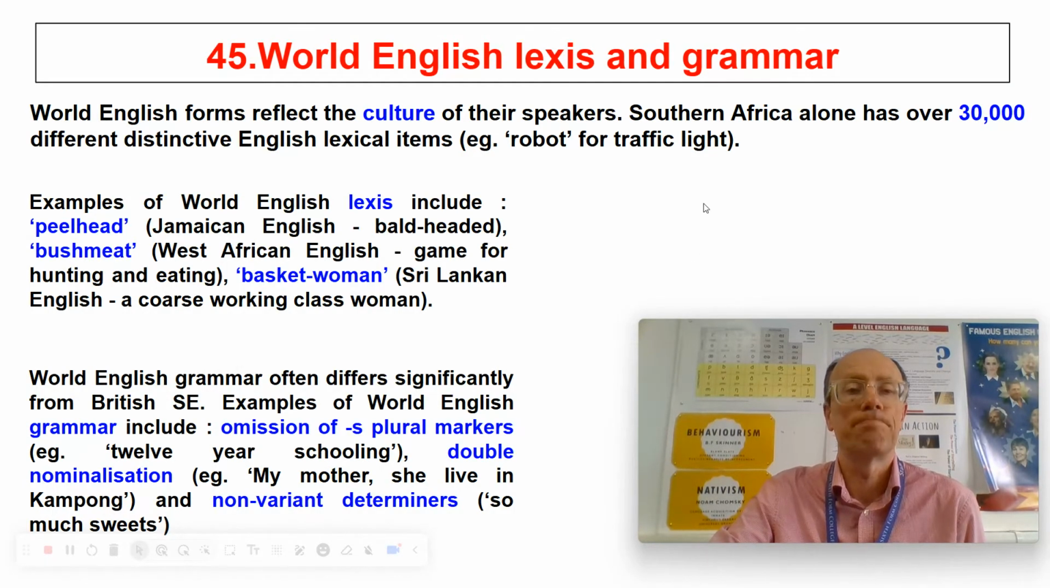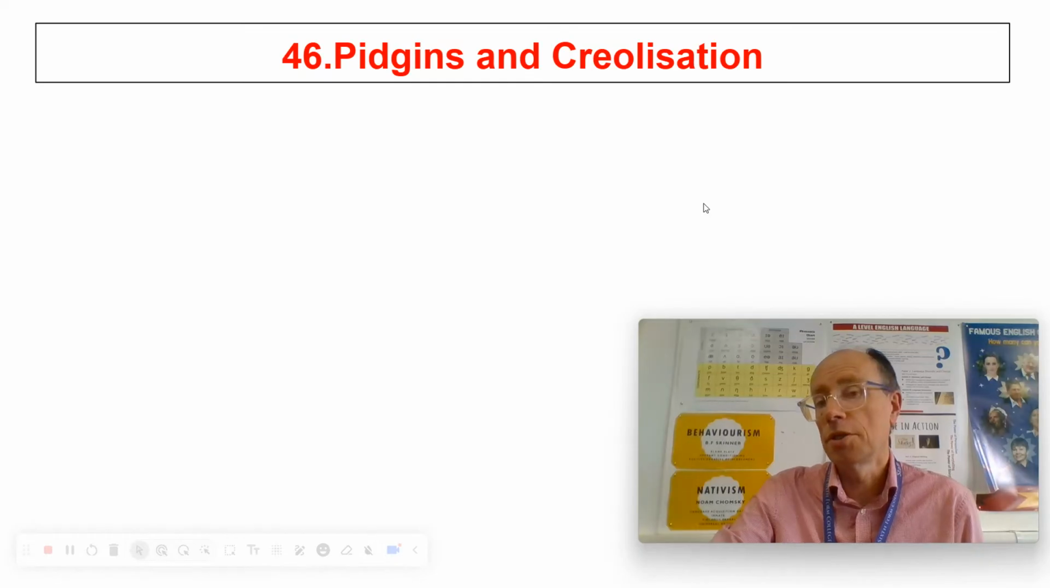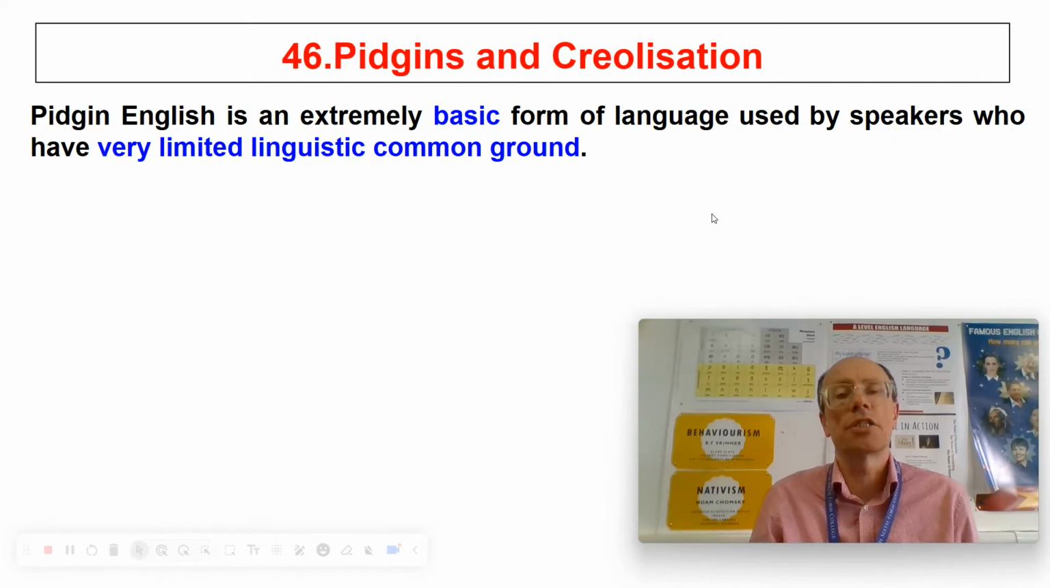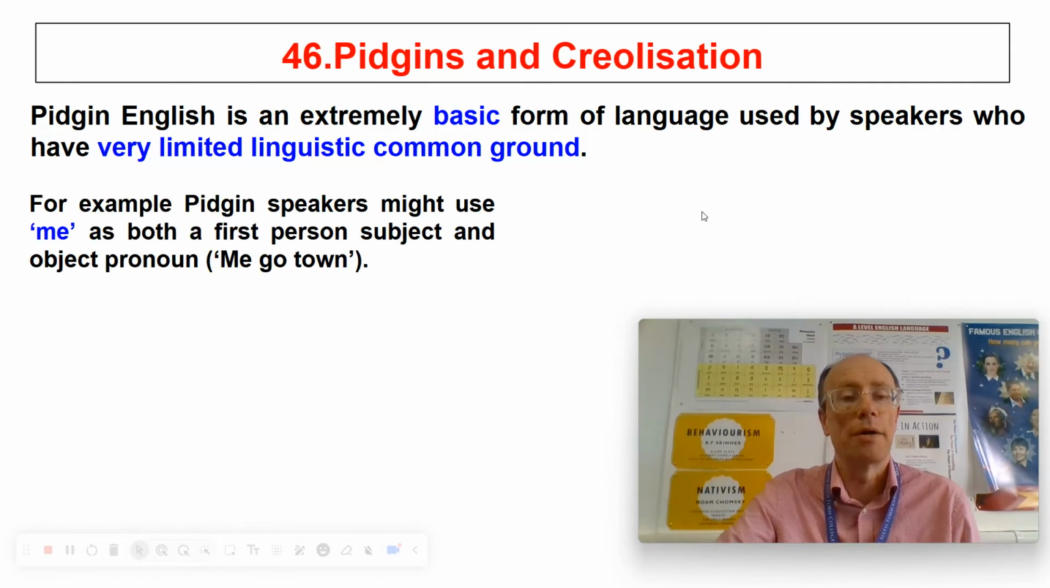Language change concept 46 is about pidgins and creolization. So Pidgin English is an extremely basic form of language that's used by speakers who have very limited linguistic common ground.